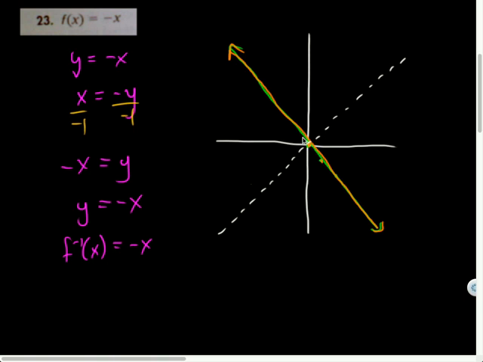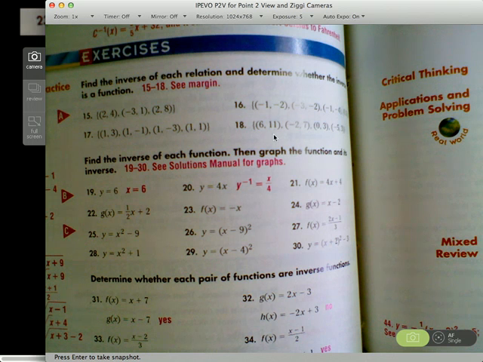Notice that both of these are in fact mirrored over the line y equals x, right? So when I mirror that, it just reflects right onto itself because it's perpendicular. So that's what is going on there. That's kind of an interesting, unique case.